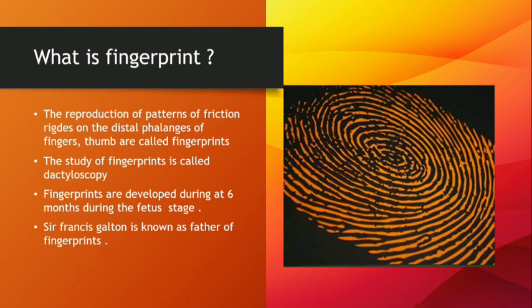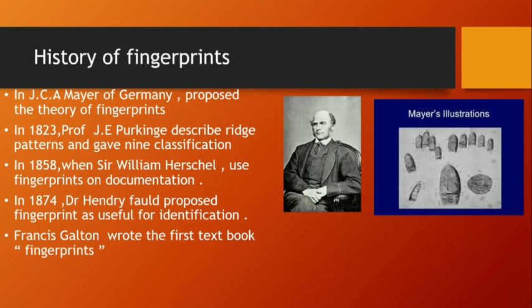Fingerprints. What is a fingerprint? The reproduction of pattern or friction ridges on the distal phalanges of fingers and thumb are known as fingerprints. The study of fingerprints is known as dactyloscopy. Fingerprints are developed during 4 to 6 months of the fetal stage. Sir Francis Galton was known as the father of fingerprints.